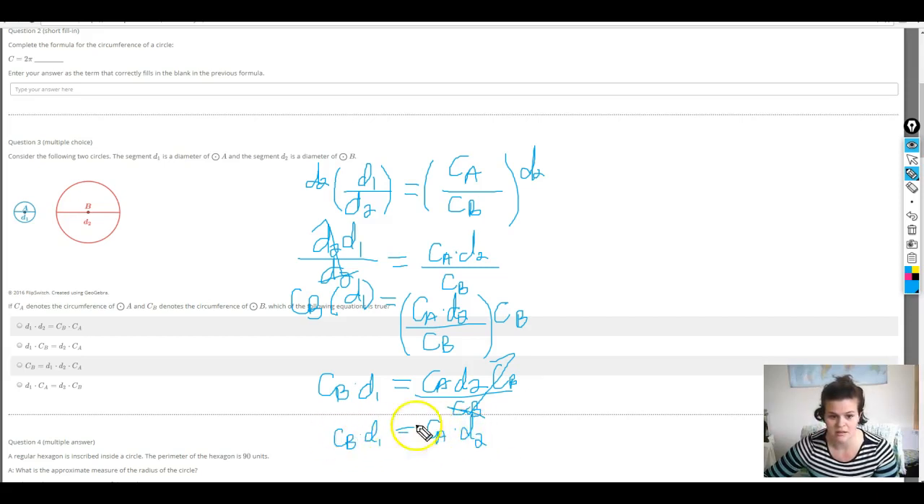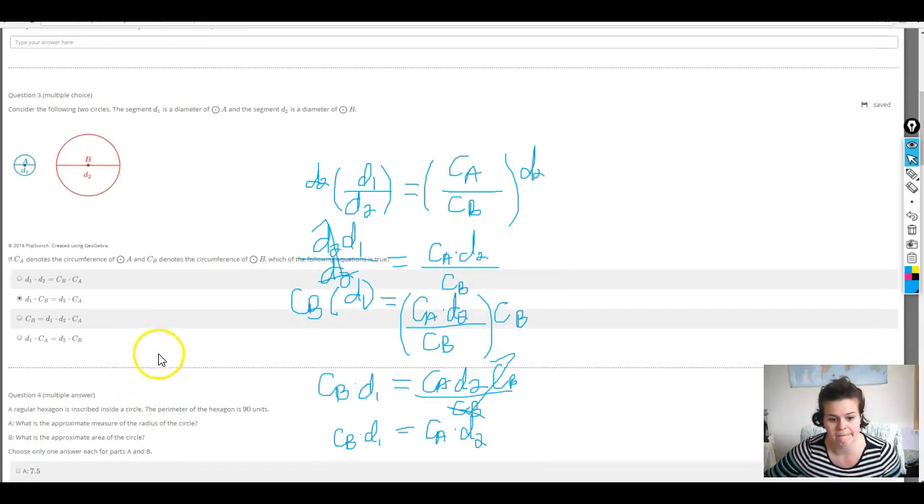So that is something that was an option. We had diameter 1 times circumference of B, which is what we have on our left-hand side. They just used, I want to say, the commutative property where you can switch the order of multiplication, is equal to, they have diameter 2 times circumference of A. That's the same thing. We can trade it over. So there is your question 3.